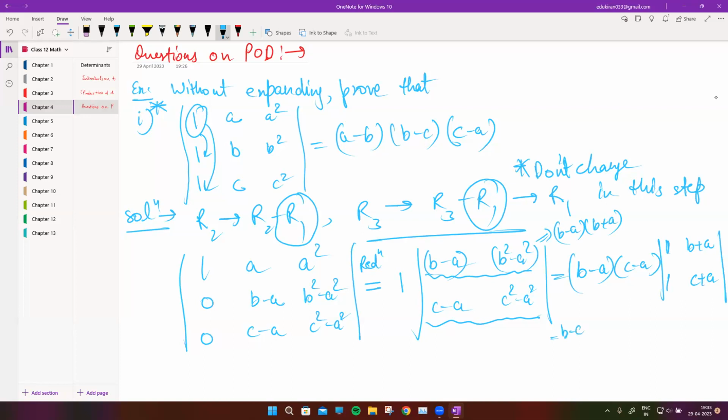So this becomes b minus a into c minus a, and this gets solved to c plus a minus b minus a. A gets cancelled out, so the answer is c minus b. Take minus common from here, take minus common from here, take minus common from here as well. This is c minus b, so this becomes b minus c. And this is a minus c. If you take two negatives common, this becomes positive. And that is what was the RHS.